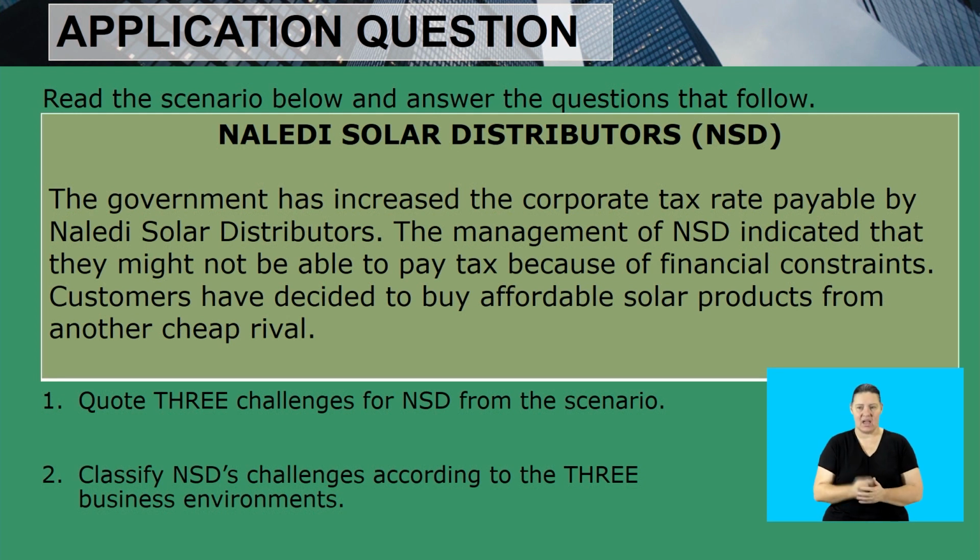Naledi Solar Distributors, NSD. The government has increased the corporate tax rate payable by Naledi Solar Distributors. The management of NSD indicated that they might not be able to pay tax because of financial constraints. Customers have decided to buy affordable solar products from another cheap rival.